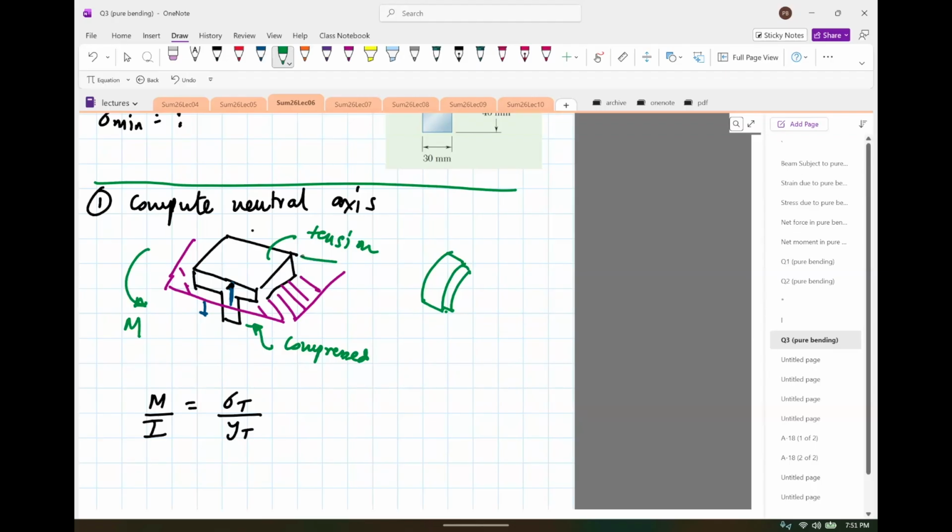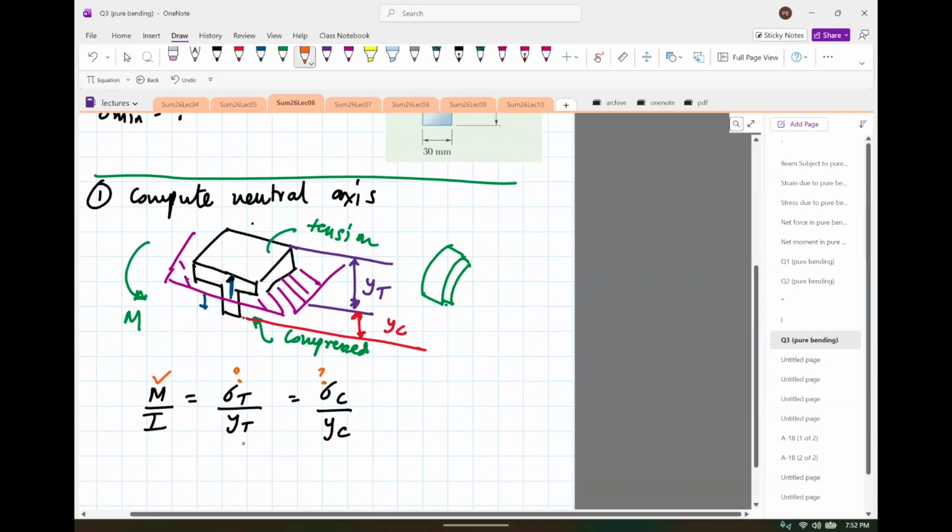So the distance from this, we use a different color for this. The height from the neutral axis to the maximum, let's call that yt, and then this distance from the bottom all the way to the neutral axis is yc. So that would be sigma c over yc. Okay, so yc and yt are computed once you know the neutral axis. Sigma c and sigma t are unknown, so I'll put a question mark. M is known, it's given as 3. This will be computed from the neutral axis, and this will follow.